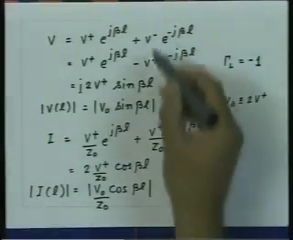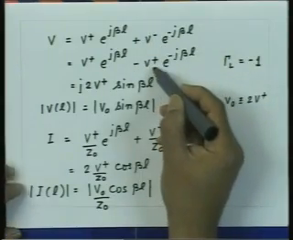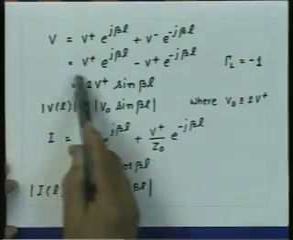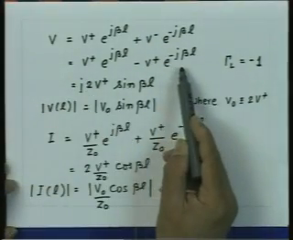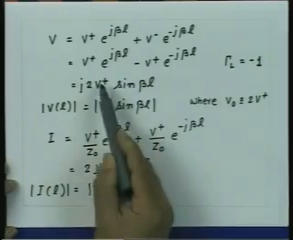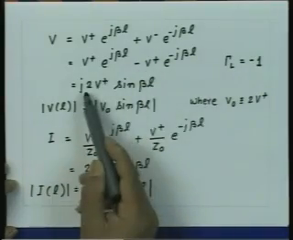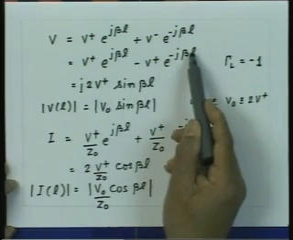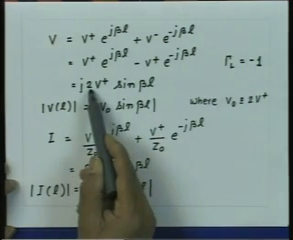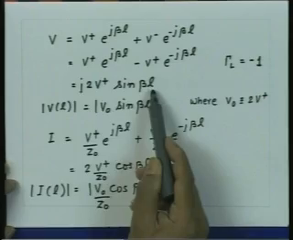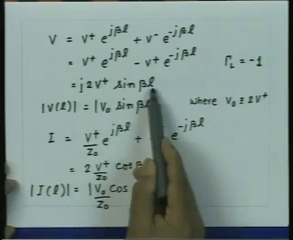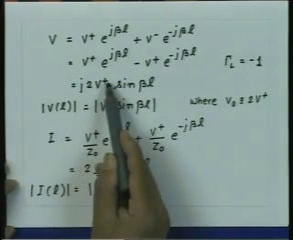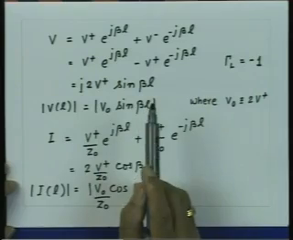So, if I substitute for V minus is equal to minus V plus, the voltage on the line is essentially given by this. I can combine this, I can take V plus common. So, this is e to the power j beta L minus e to the power minus j beta L, which is nothing but j 2 into sine of beta L. So, the voltage on the transmission line can be j 2 V plus sine of beta L.